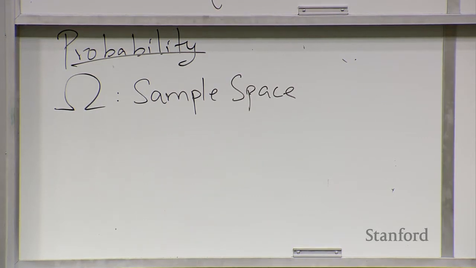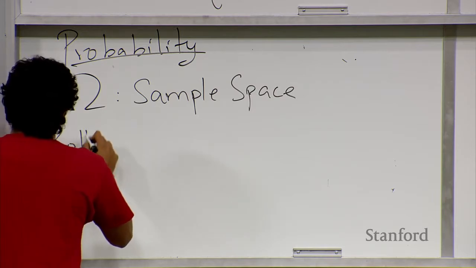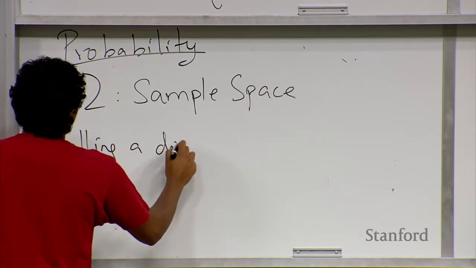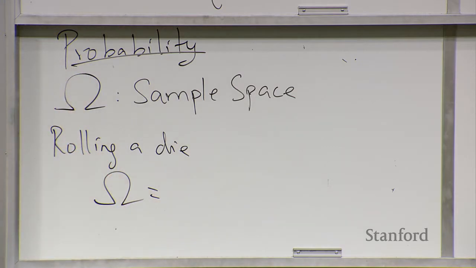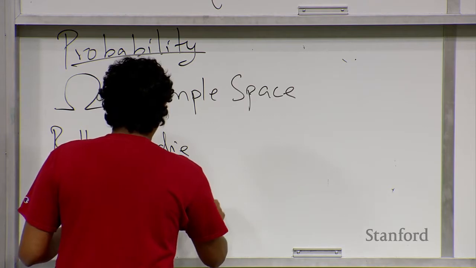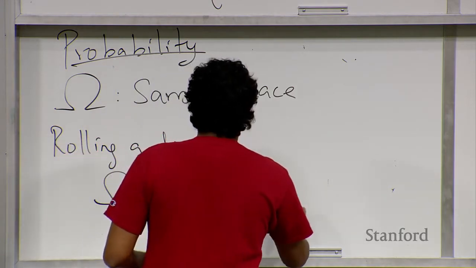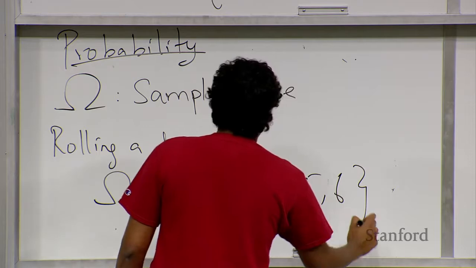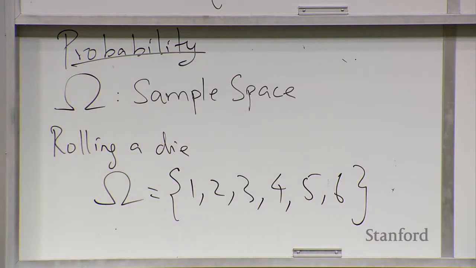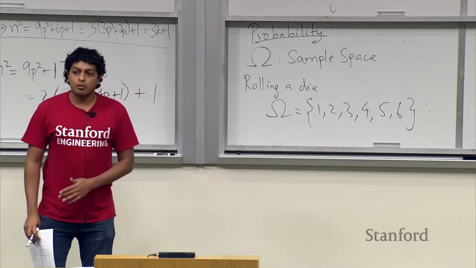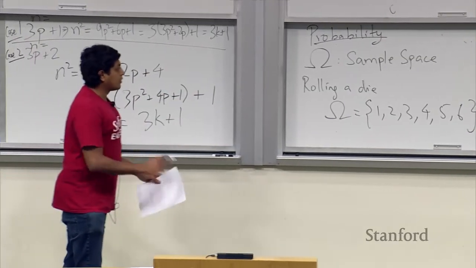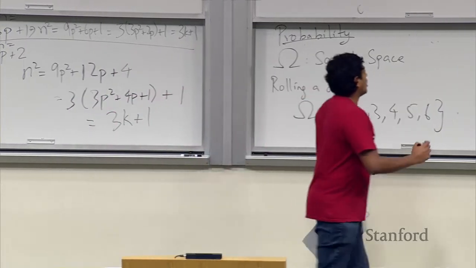For instance, if you were rolling a die, what would omega be? Yes, omega would just be {1, 2, 3, 4, 5, 6}. This is called the sample space. This would be omega in this case. Just for clarity, we will start off dealing with examples from discrete probability and then switch over to continuous probability in a while.